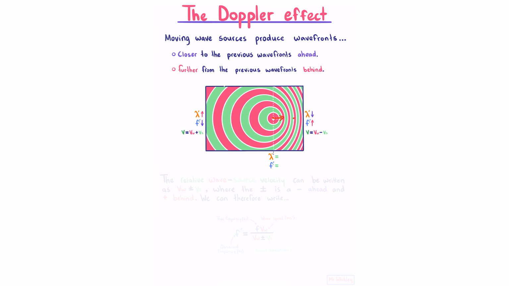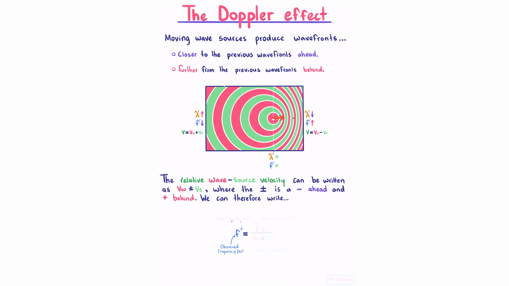If you're finding this at all confusing, then this would be a good time to revisit relative velocity from level 2 mechanics. And so the relative wave source velocity can be written as Vw plus or minus Vs, where the plus or minus is a minus for ahead and a plus for behind. We can therefore write this equation here, which I'm not going to go into the derivation for because you don't need to know it. The observed frequency f prime is equal to the true frequency multiplied by the wave speed, divided by the wave speed plus or minus the source speed, where once again the plus or minus is a minus for ahead of the source and a positive for behind the source.